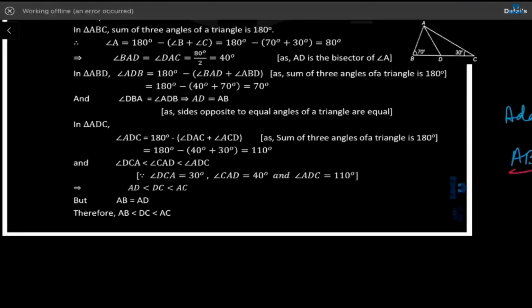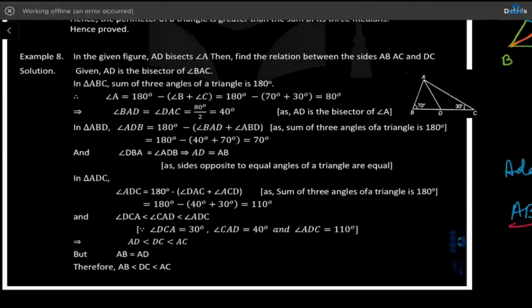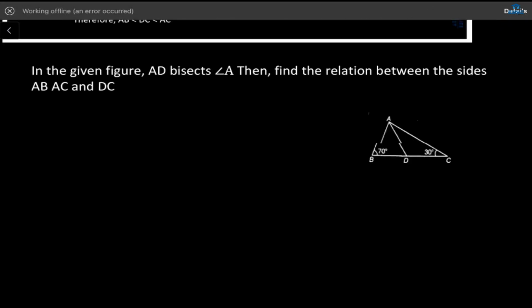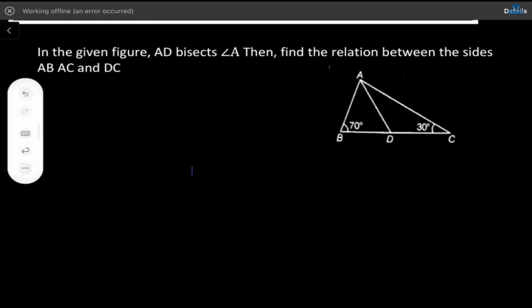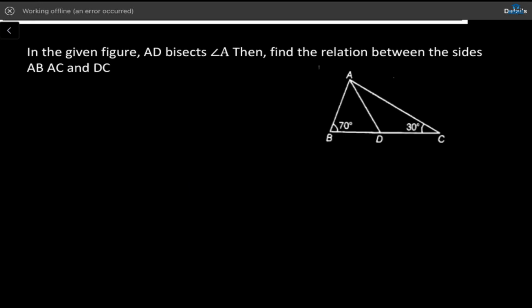Okay, now can you try question number 8, everybody? Let me copy the question. Now try to do this question number 7. How can you do this question? In the given figure, AD bisects angle A. Bisects means that AD is going to divide angle A into half.